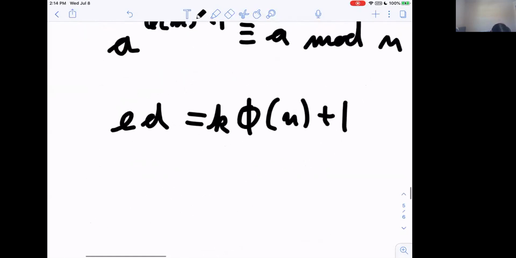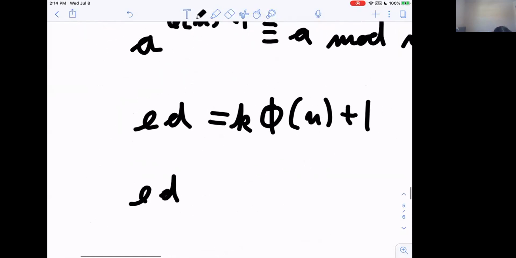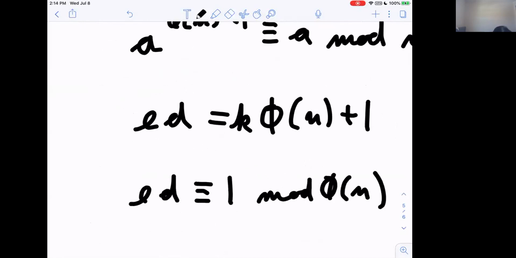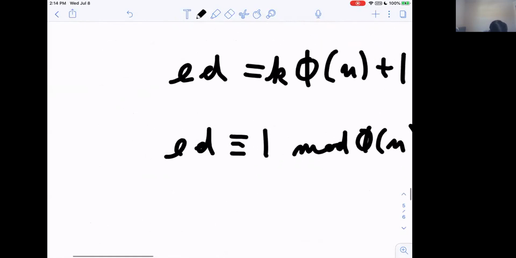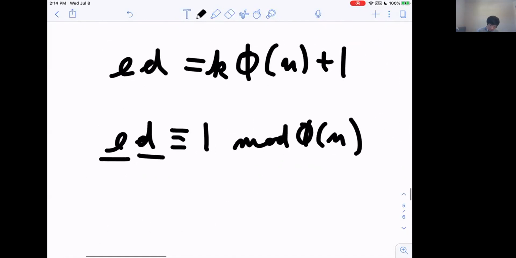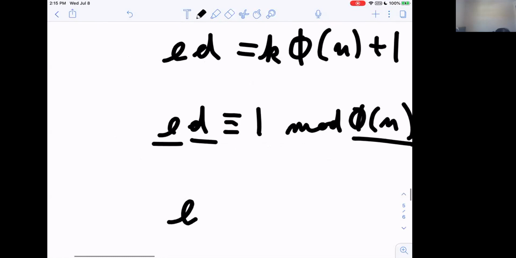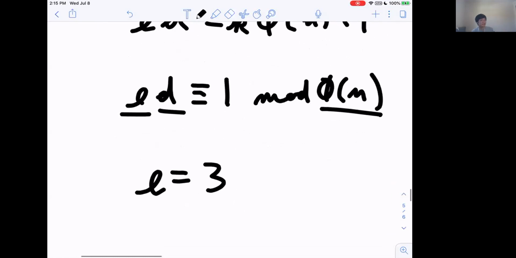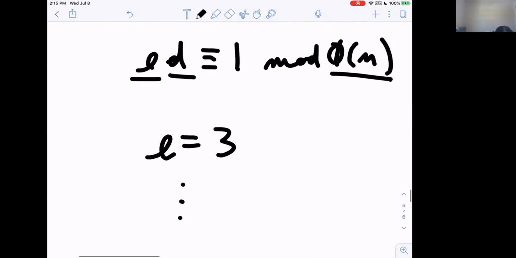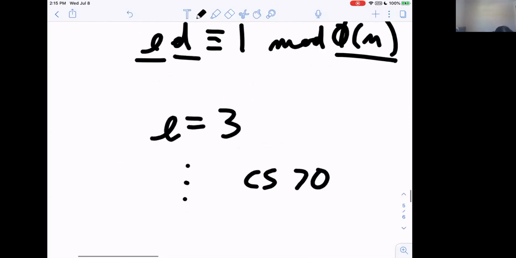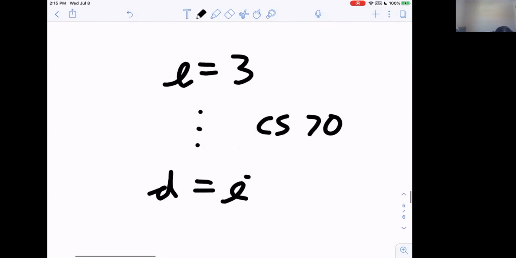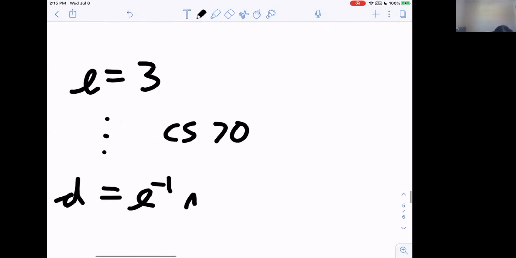But essentially what we can do is this is equivalent to just saying e times d is equivalent to 1 mod phi, which means e is the multiplicative inverse of d mod phi. And so if we just choose e to be some prime number, in class we chose e equals 3, then we can use CS70 stuff to get d as the multiplicative inverse of e mod phi.